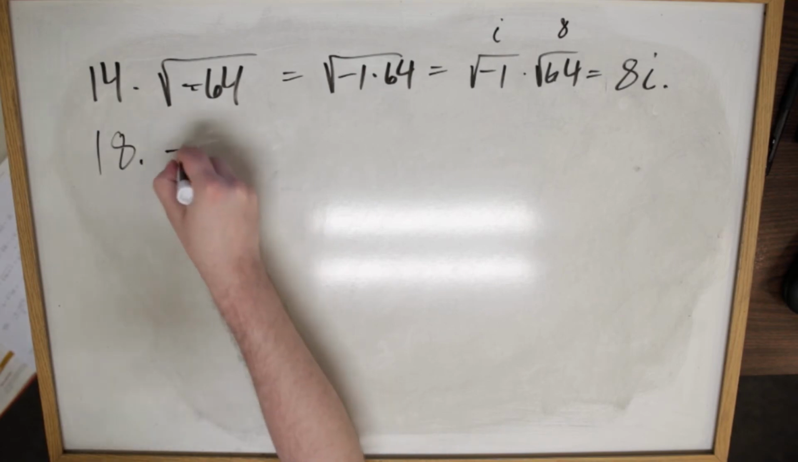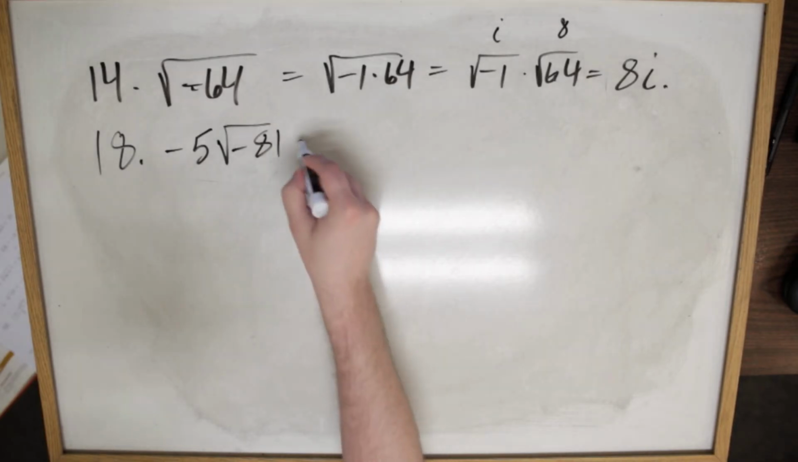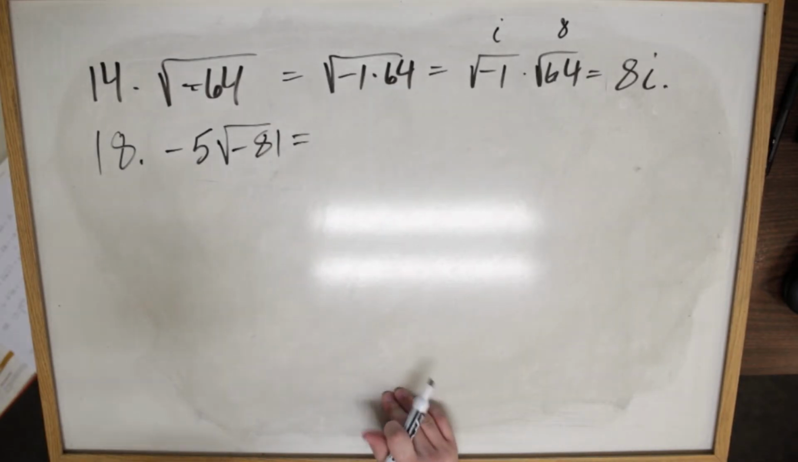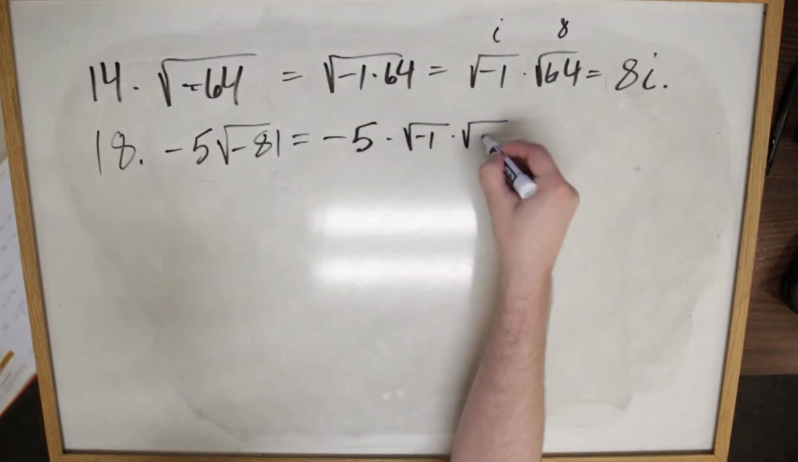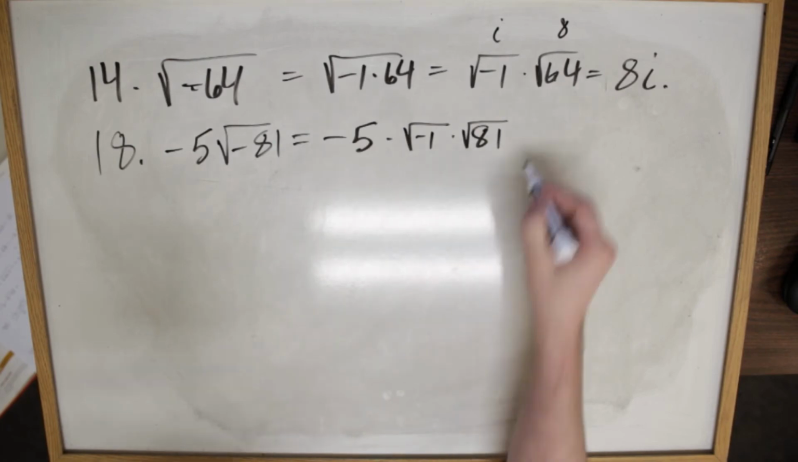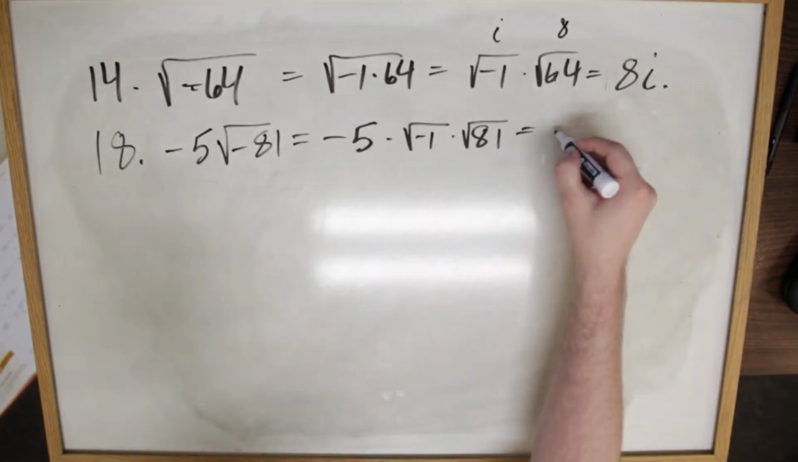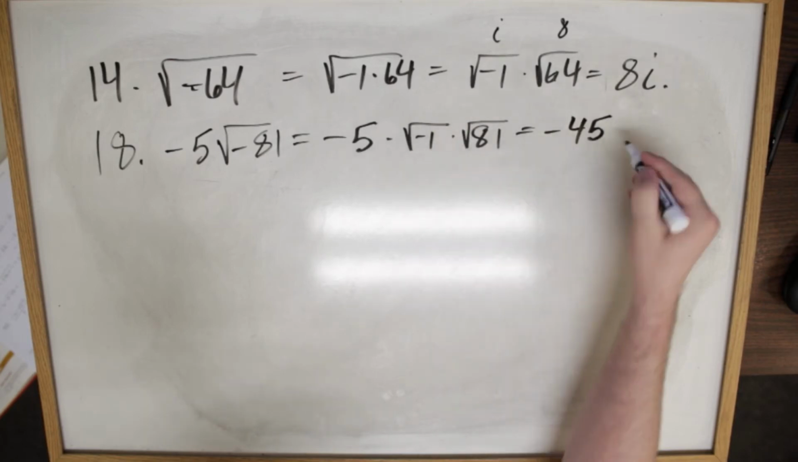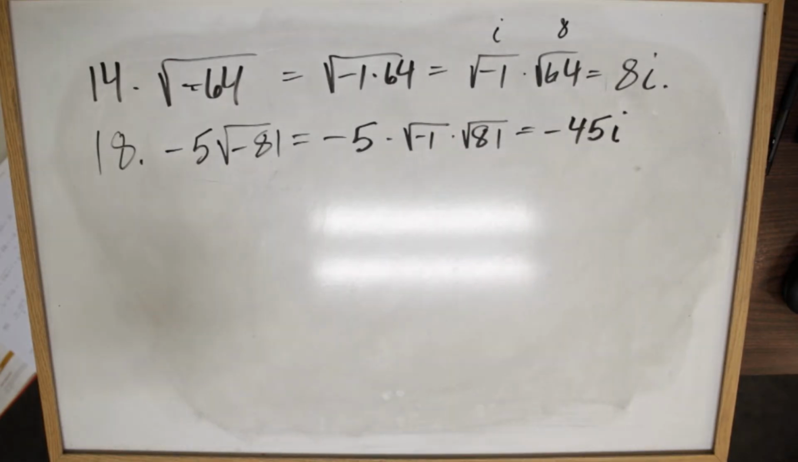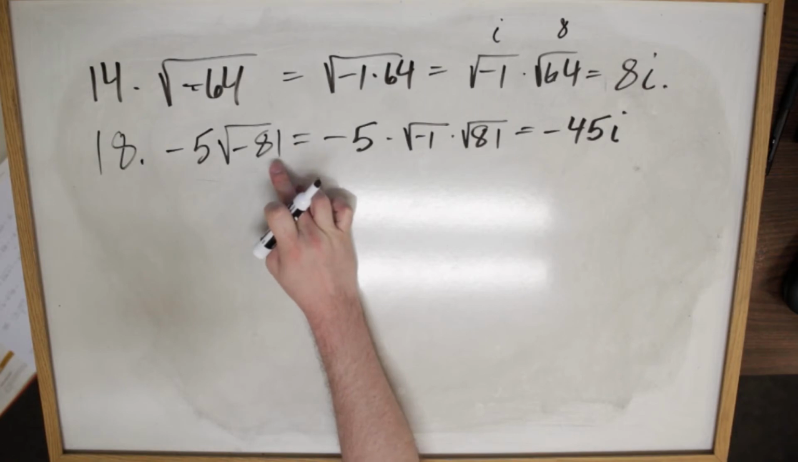18 minus 5 times the square root of minus 81. This is the same thing as minus 5 times the square root of minus 1 times the square root of 81. The square root of 81 is 9. 9 times 5 is, with the minus, minus 45. And the square root of minus 1 is i.